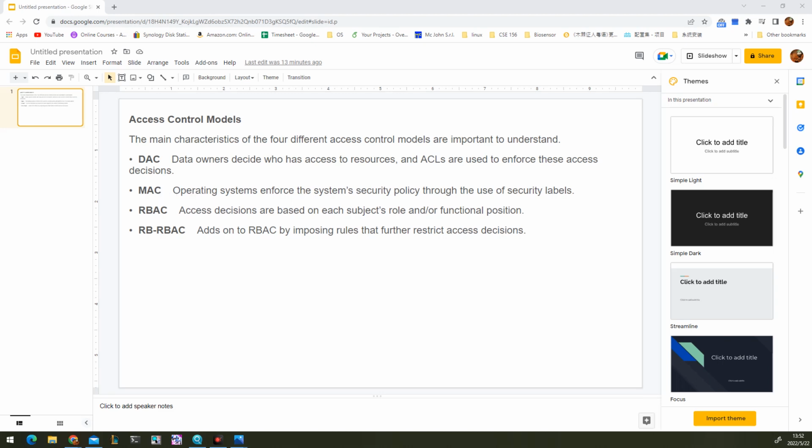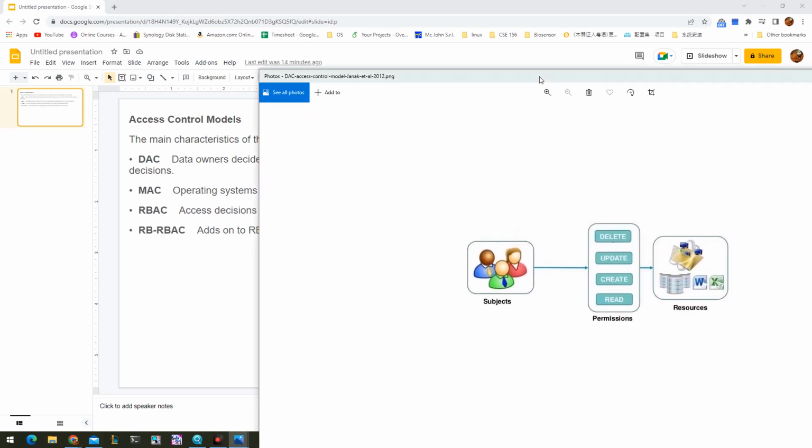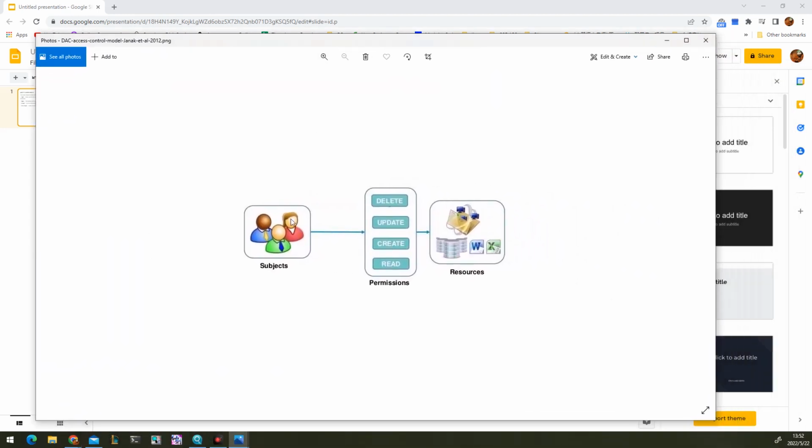There is a graphic, something like this. This is the DAC. So this is a subject. They can get a permission. So the subject gets a permission to delete, update, or read to access the resource. This is discretionary asset control.